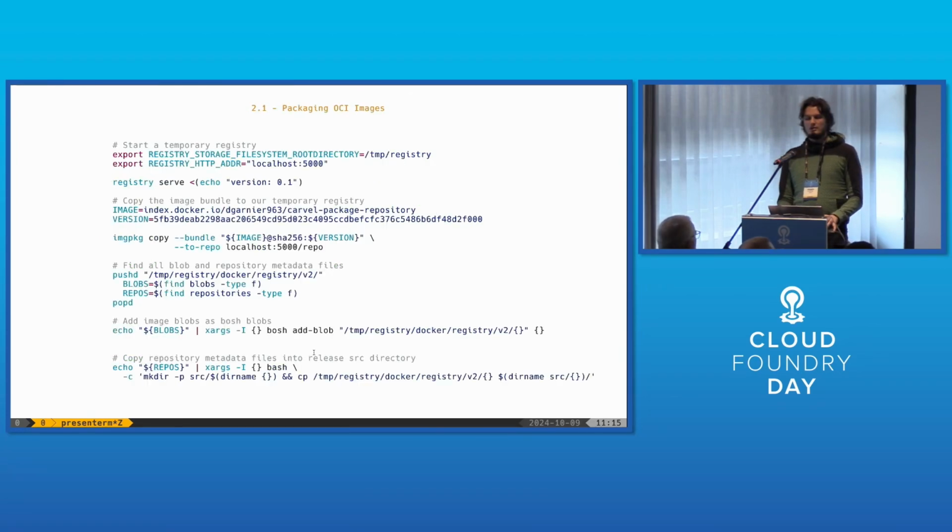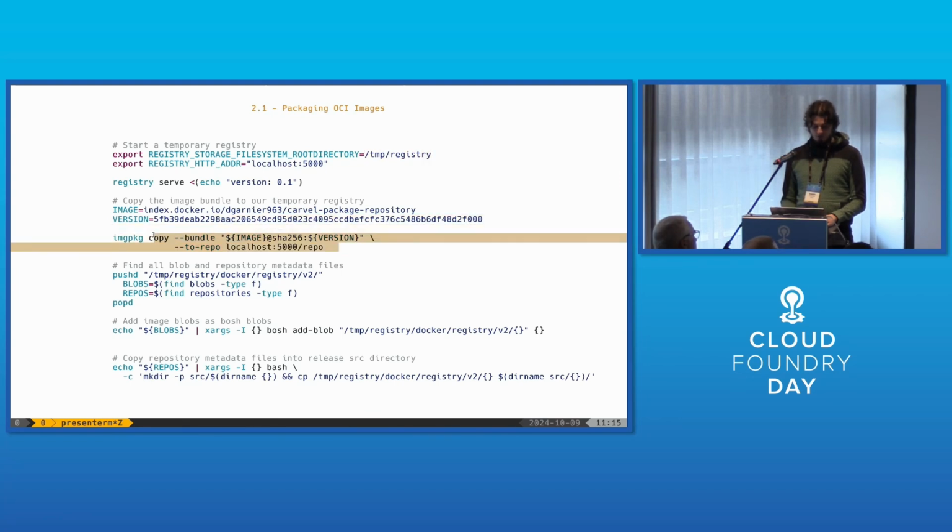So yeah, we can already go over this a bit. For the next bit, we will be spinning up a registry locally using the distribution project. It's the upstream Docker, canonical Docker registry implementation. We spin that up locally, configure it with a temporary directory, and then use the image copy command to copy the bundle from the previous demo, right?